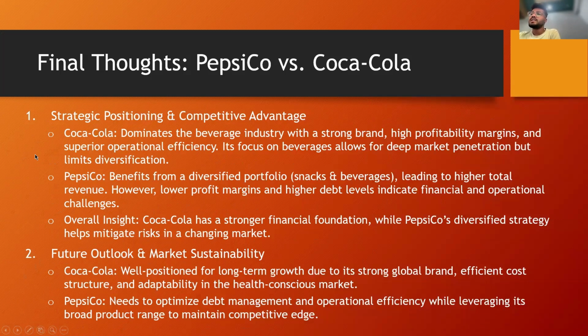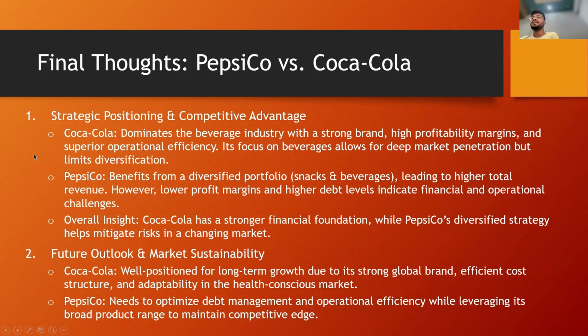So, final thoughts for PepsiCo versus Coca-Cola. First, strategic positioning and competitive advantage. Coca-Cola dominates the beverage industry with a strong brand, high profitability margins, and superior operational efficiency. Its focus on beverages allows for deep market penetration but limits diversification.